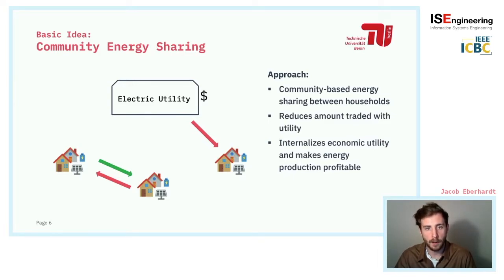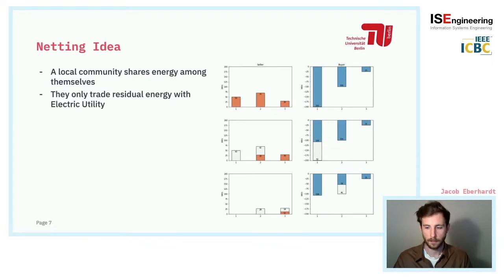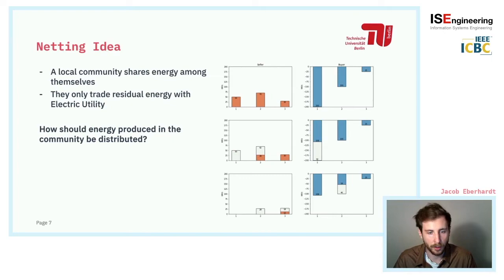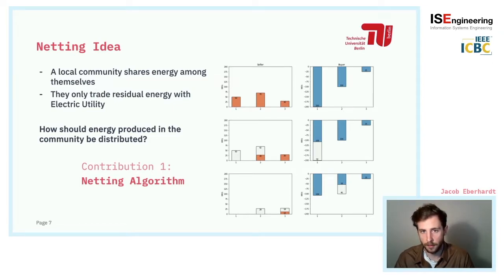So what these households do together is to internalize the economic utility that was before that captured by the electric utility. So now we have a situation where a local community shares energy among themselves and they only trade residual energy with the electric utility. However, one question remains. How should energy produced in the community be distributed among the households in the community? And here is where our first contribution comes in. We propose a netting algorithm that calculates a distribution of the produced energy to consumers within that local community.